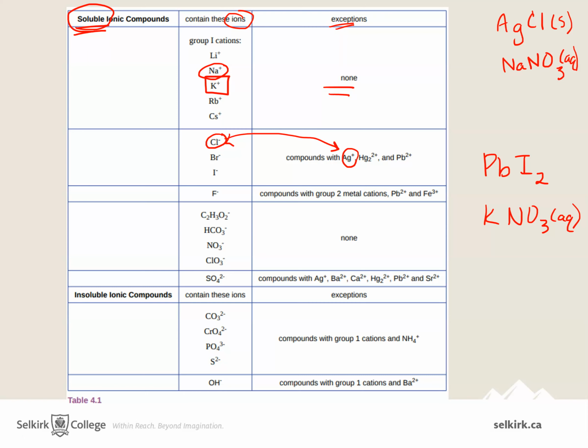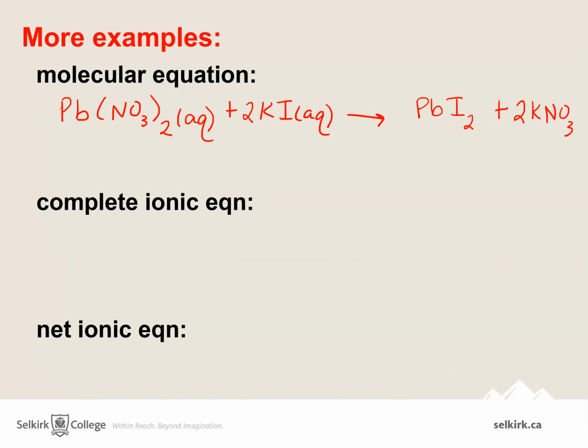Now, what about lead and iodide? Here I see an iodide ion, and it falls under the category of soluble, but when I check the exceptions column, there's lead 2 plus. So lead plus iodide is an exception to being soluble. It's insoluble. It precipitates. It's a solid. All right. So lead 2 iodide is a solid, and potassium nitrate is aqueous. That yellow precipitate is lead 2 iodide.